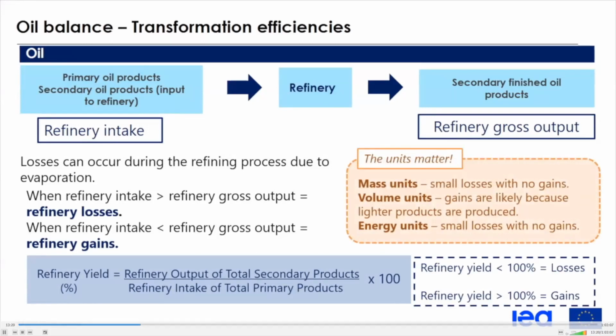You do not create mass during such transformations. In energy units, it's the same. Due to evaporation, you would lose in total a little bit of the carbon content, so of the energy contained in those products. But in volume units, if you calculate, for example, in liters or cubic meters, you would expect some slight gains because the secondary oil products that you are creating in your refinery are lighter and occupy more volume at the end of the refinery process.